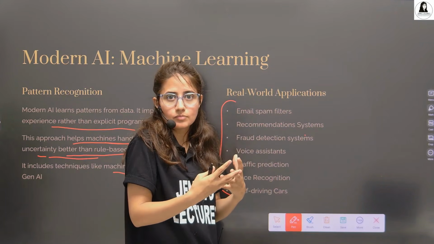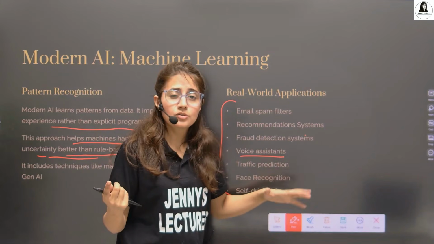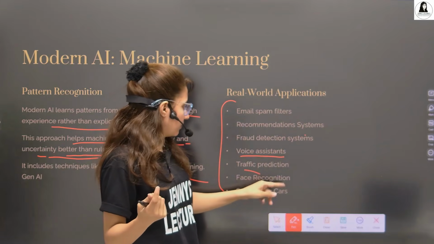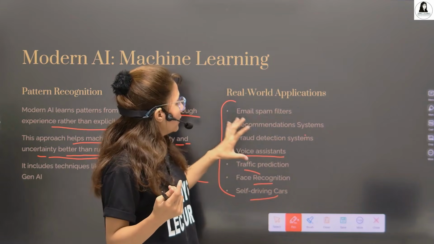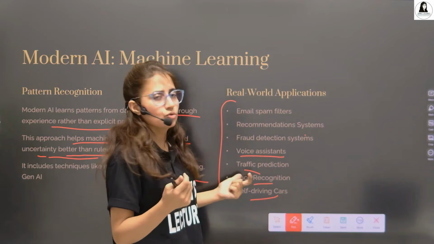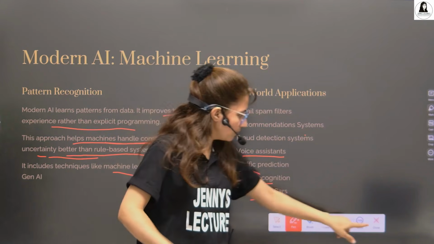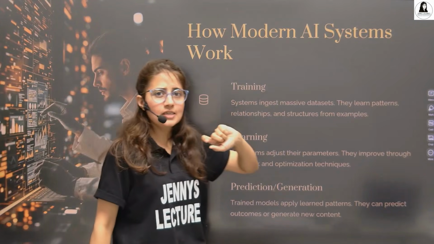They learn. Then fraud detection systems and voice assistants came into the picture, like Alexa and Siri, traffic prediction, face recognition, self-driving cars, and email spam filters. So these were some real world applications of modern AI. Now after that, how does a modern AI system work basically?